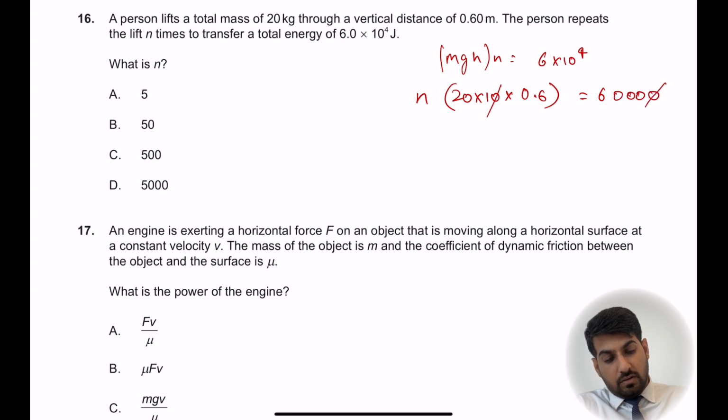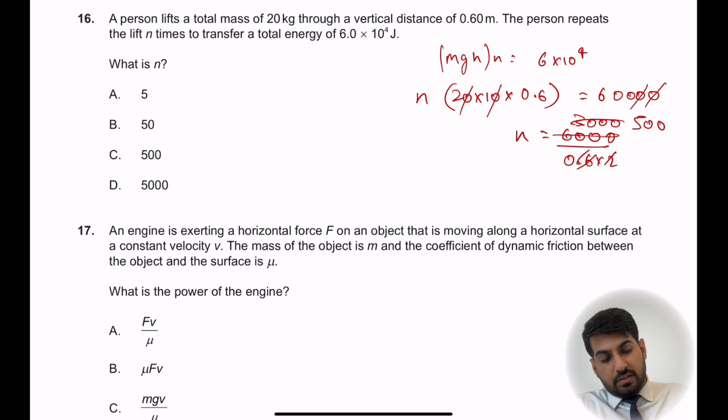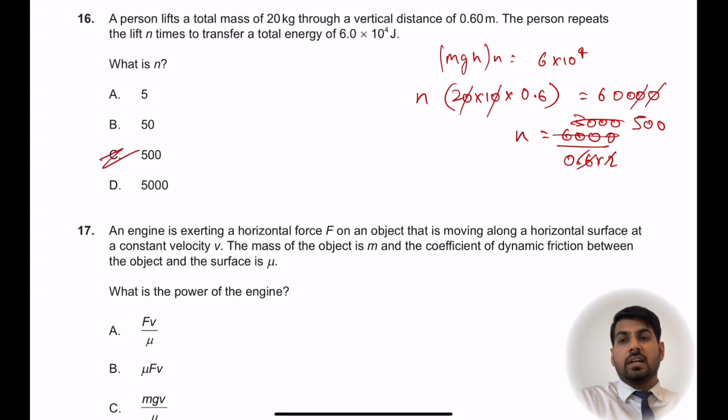So this will become n equals 600 divided by 0.6 into 2, so this will become 3000 divided by 6, which is 500. Simple. So option C is the right answer. A simple calculation you have to do, guys.